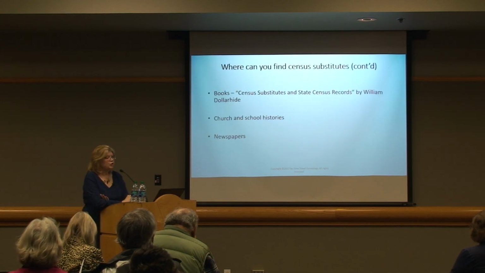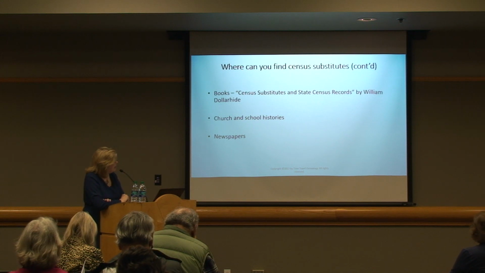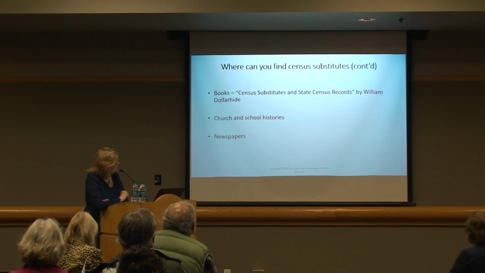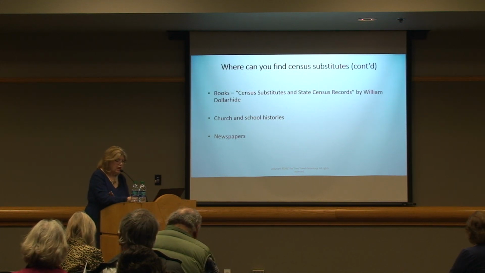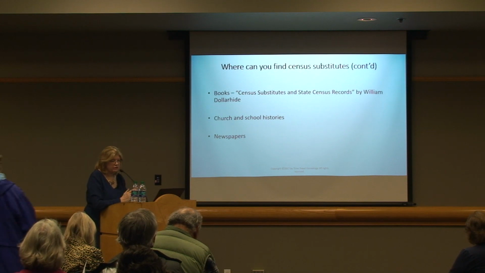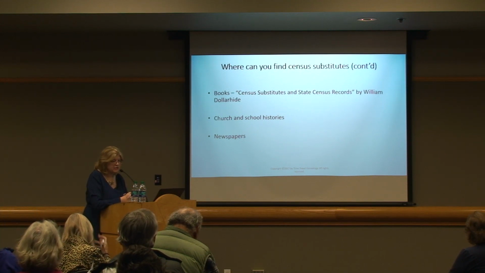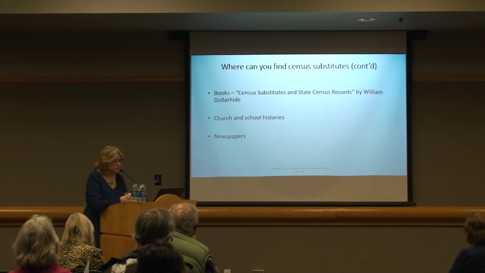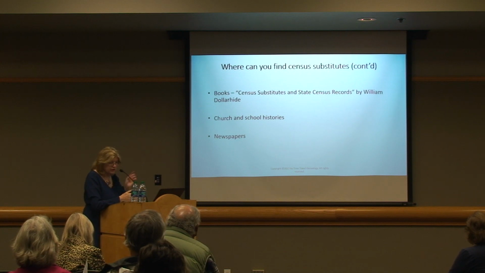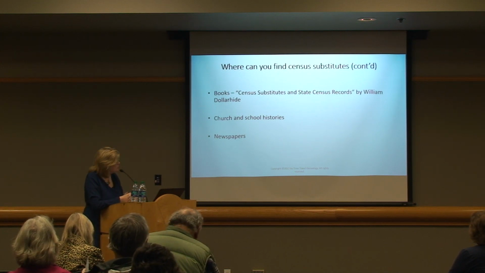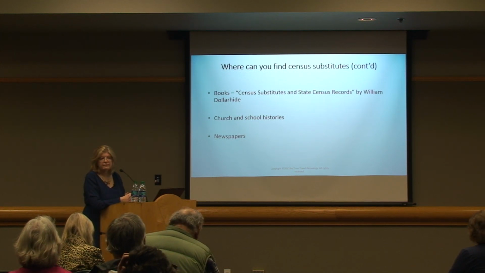The best book out there is a book by the name of Census Substitutes and State Census Records by William Dollarhide. He has 3 volumes to that, and basically each volume corresponds with a section of the country. So volume 1 has to do with the East Coast, volume 2 has to do with all the states in the middle of the country, and volume 3 is the West Coast. We do have that here in the library.